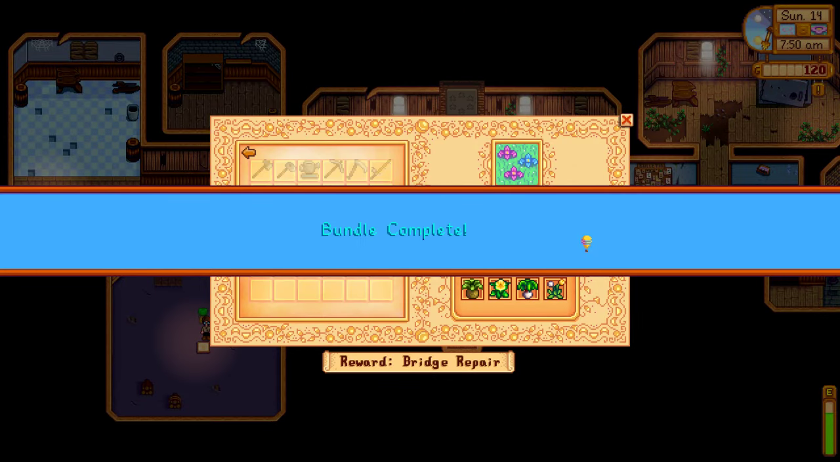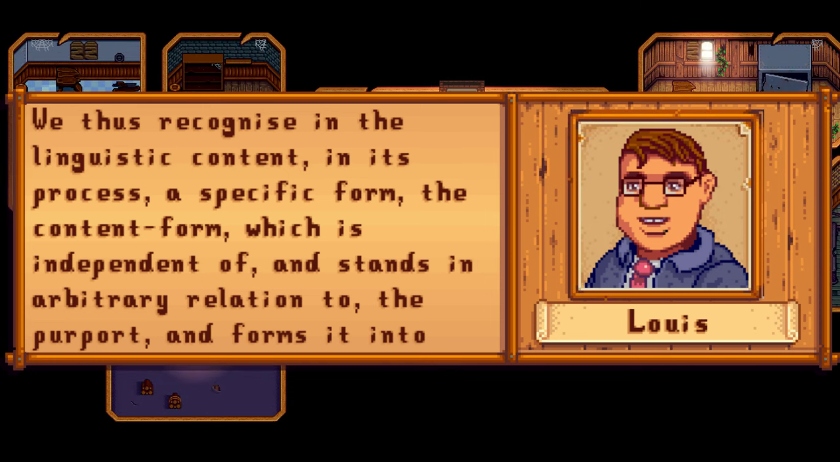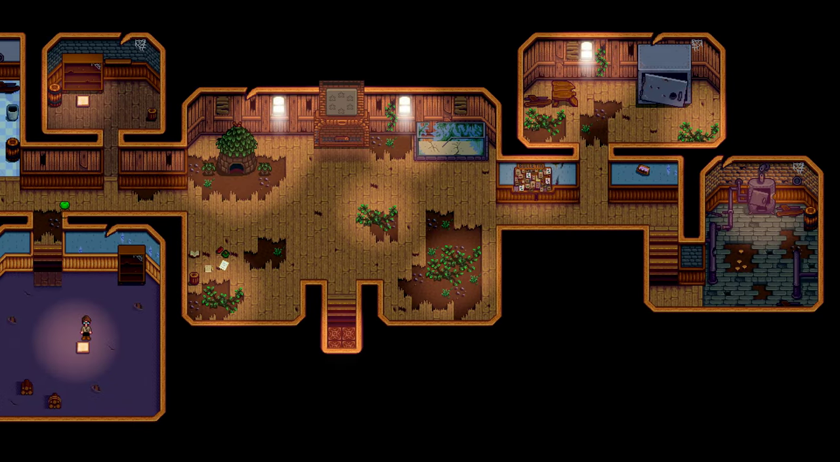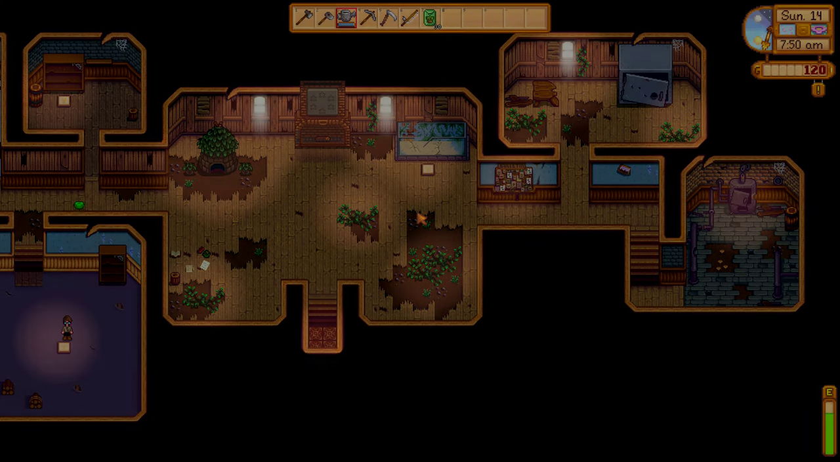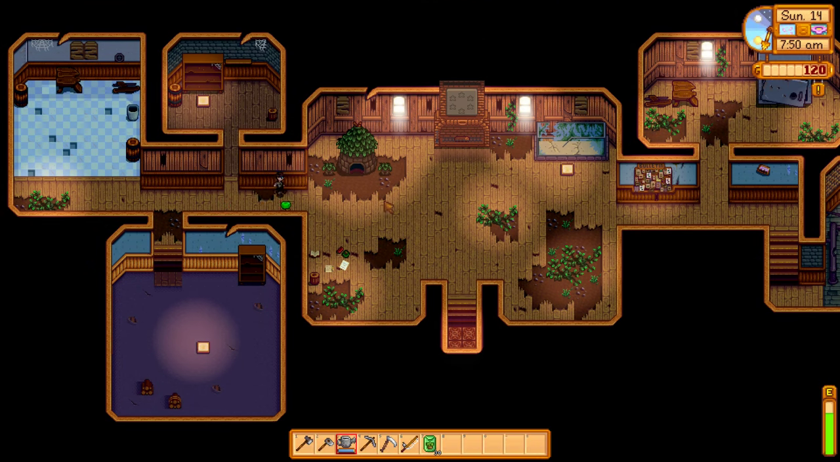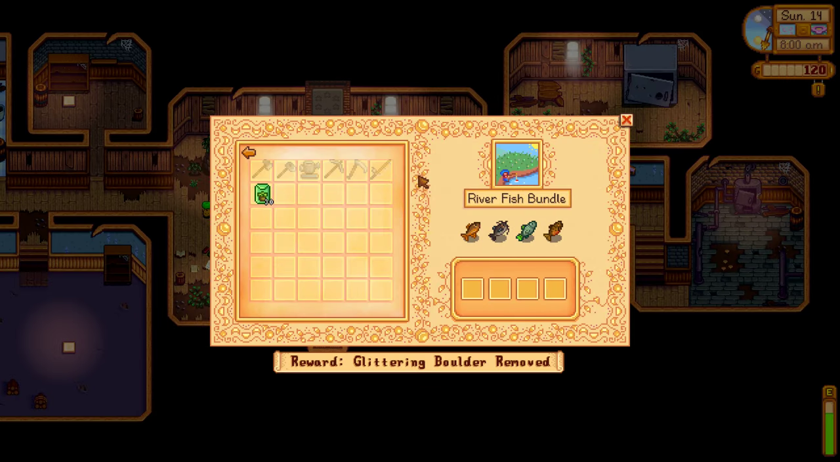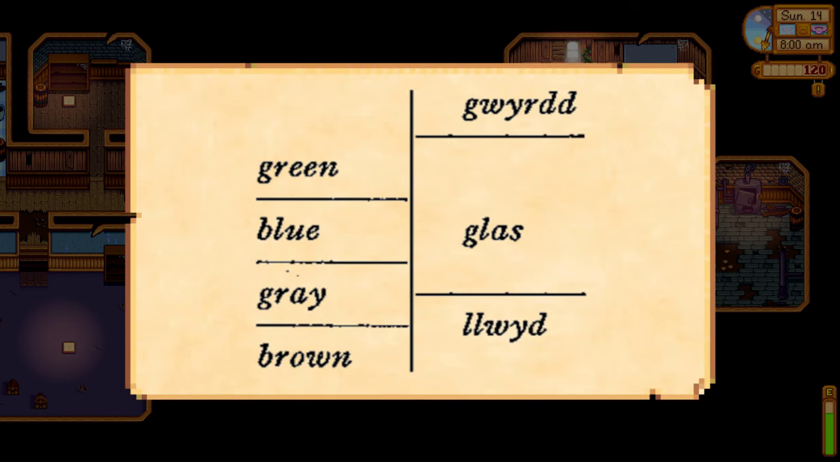As Hjelmslev says, we thus recognize in the linguistic content, in its process, a specific form, the content form, which is independent of and stands in arbitrary relation to the purport, and forms it into a content substance. To demonstrate this, take colors as an example, where the whole spectrum represents purport. Content form is what divides up that spectrum, attaching different meanings to the same area and leaving asymmetries between the content substances of different languages. He represents this with a diagram.